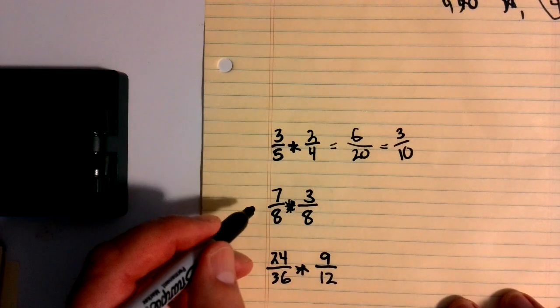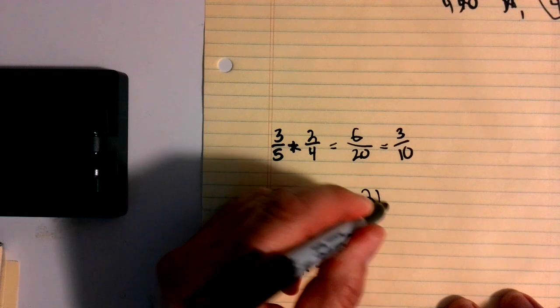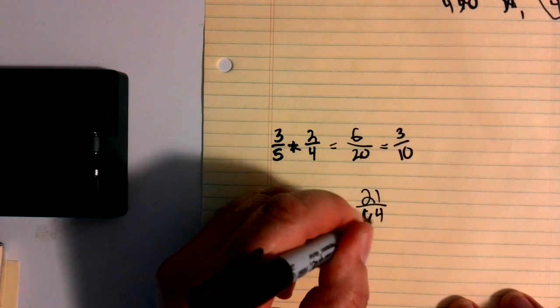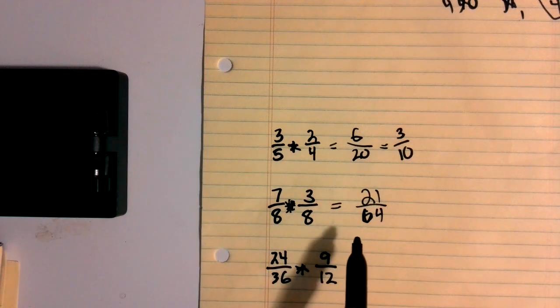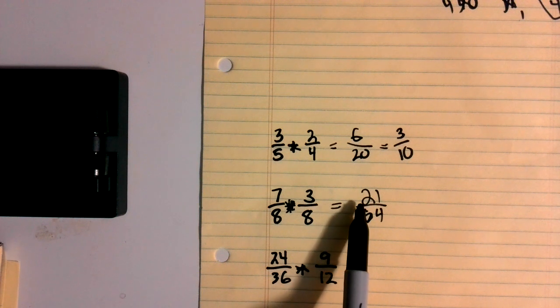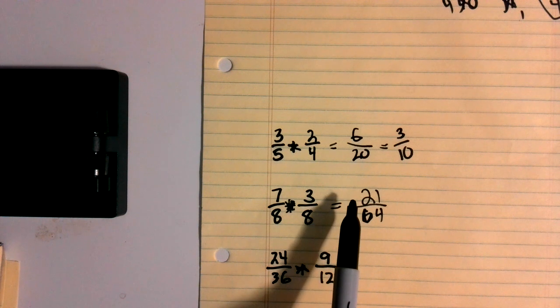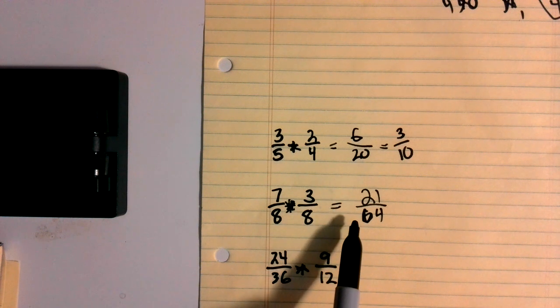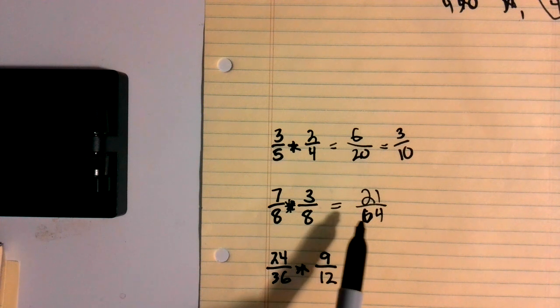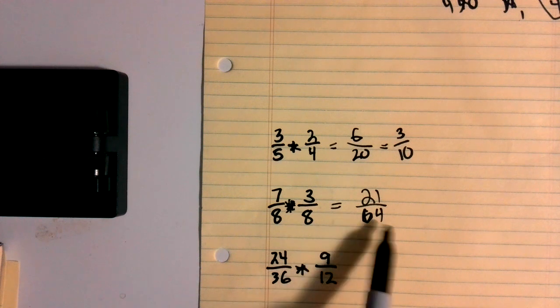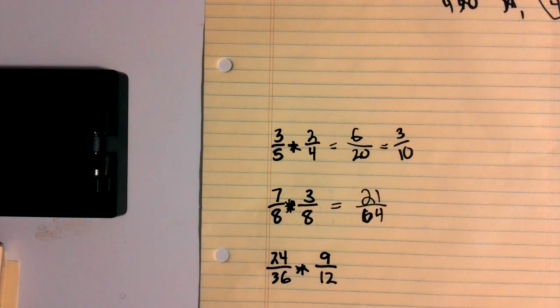Next problem, 7 times 3 is 21, so that's going to be my numerator. 8 times 8 is 64. That's going to be my denominator. And I'm looking at a way that I could possibly reduce this one, different factors. 21 has factors of 1, 3, 7, and 21. 64 has 1, 2, 4, 8. So I don't have any common factors there. That's reduced all the way down.